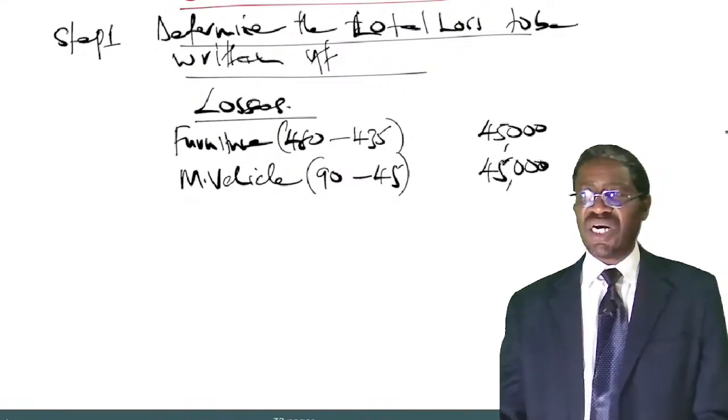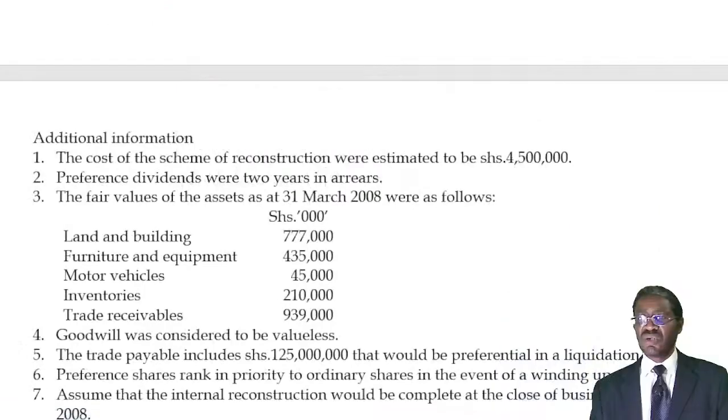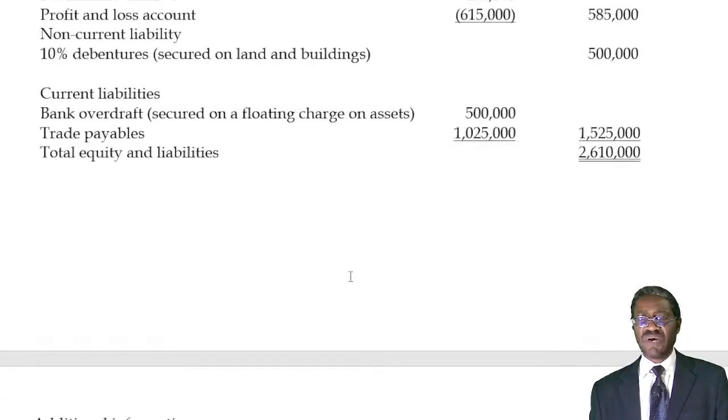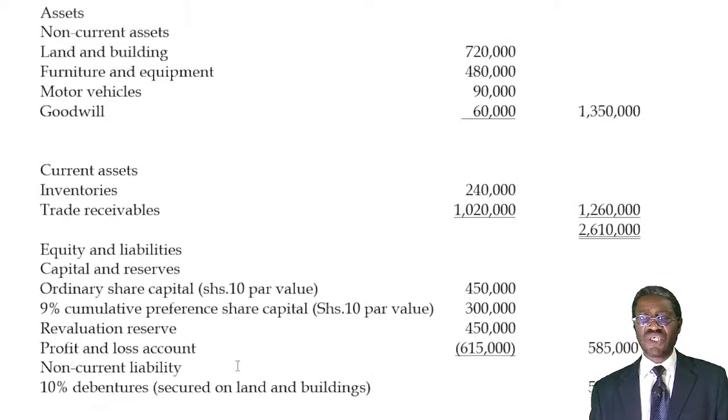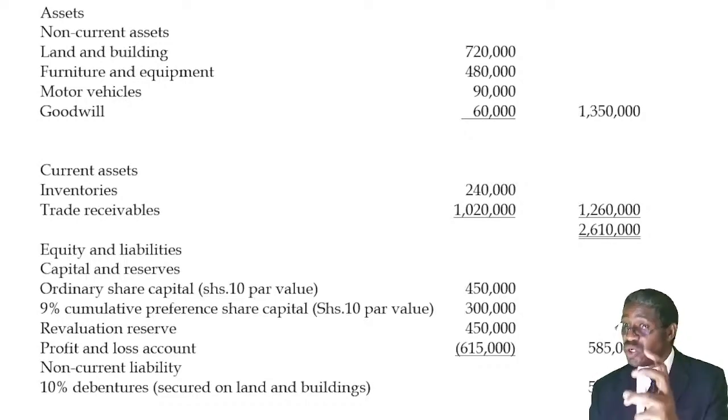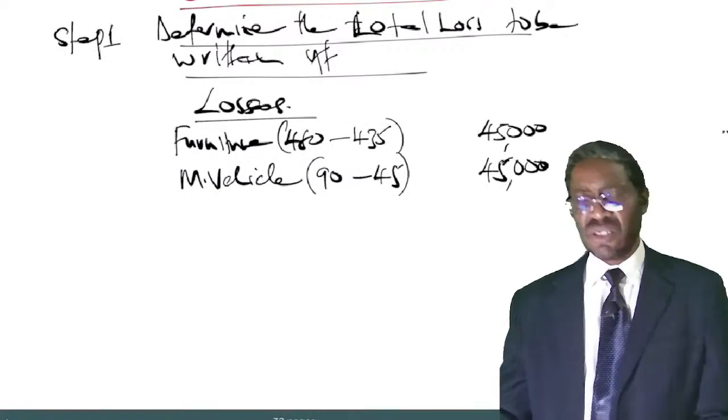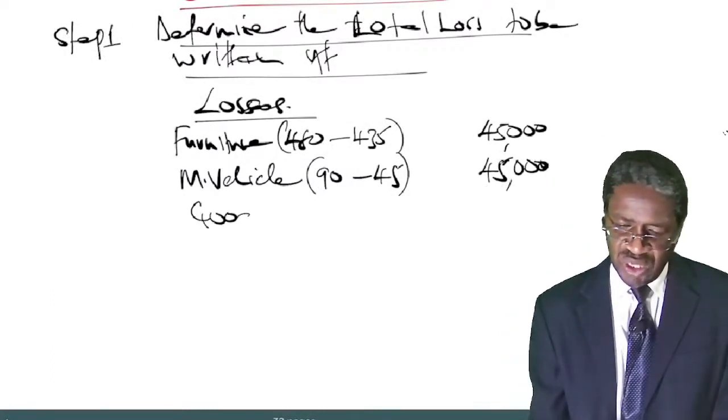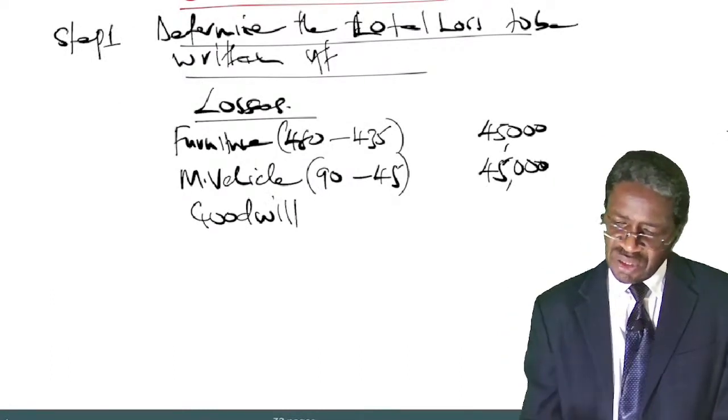What is this other asset? We go back to the balance sheet. We are going back one by one and picking them one by one. After furniture, after motor vehicle, I can see from the balance sheet, the next one is goodwill. What's 60? We were even told by the note that goodwill was considered to be valueless. So it's already a loss of 60. So just come and put it, goodwill, 60.